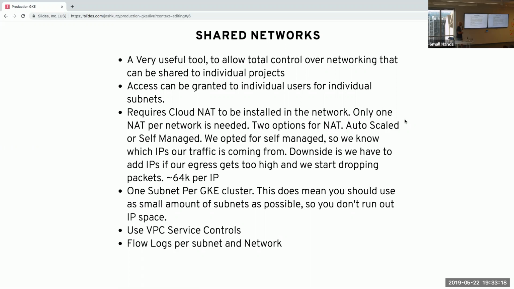VPC service controls. It's more of a GCP thing, but it also works with the container registry. So you can lock down your container registry with VPC service controls if you're in a shared network, to make it to where you can only hit your registry via the VPC and using the service controls. It also does some cool stuff like if you're using BigQuery, you can lock down BigQuery to only be accessible from your networks, which is also very, very nice. And then flow logs for each subnet and network, so that way you have all the logs. And then you're going to have to pay a little bit of money for logs. Sorry, if you don't want to pay for production, you know, I mean.